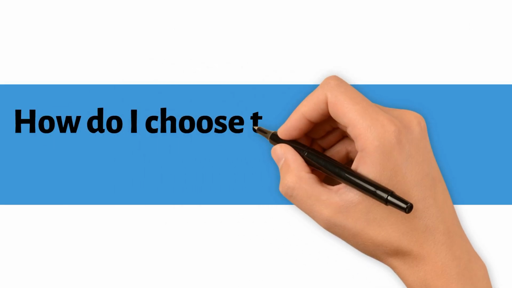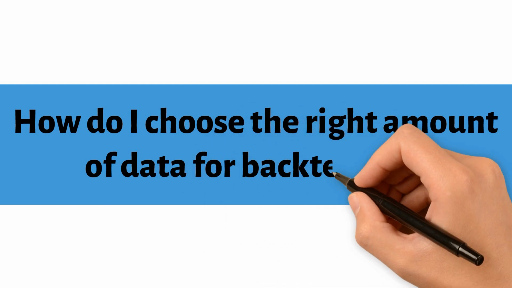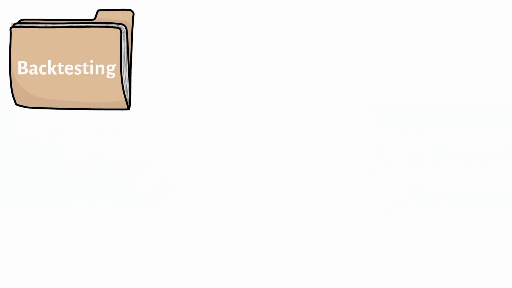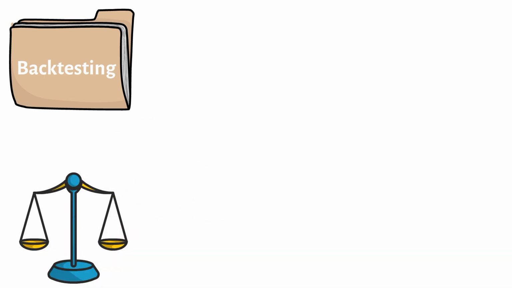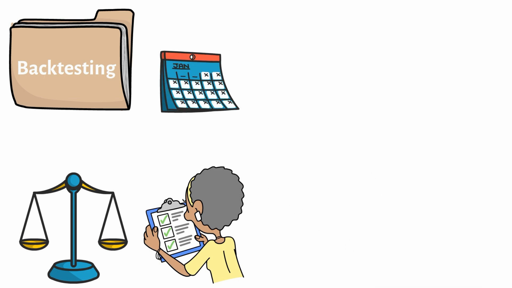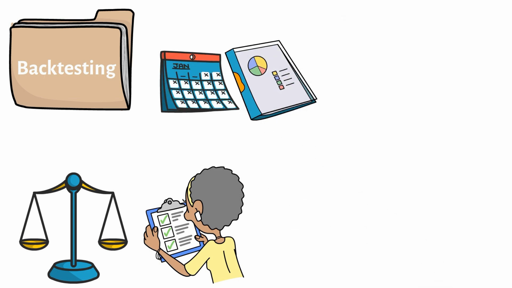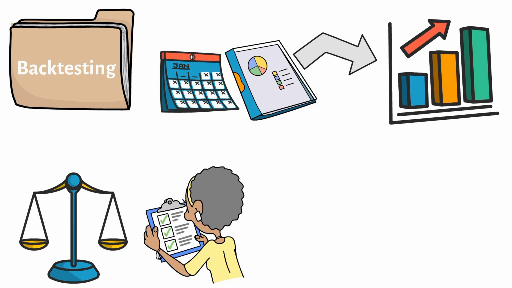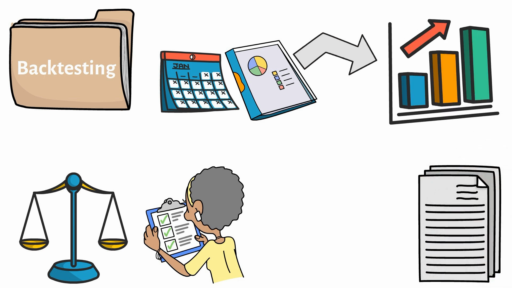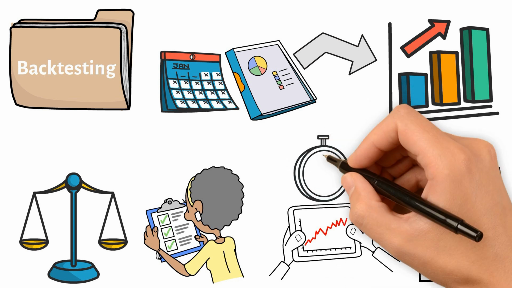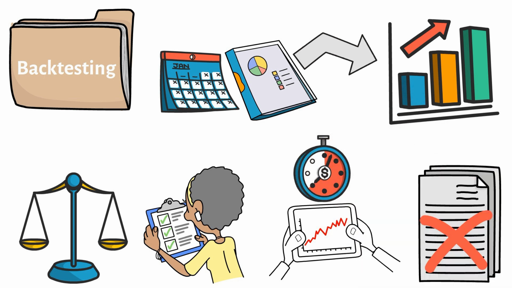How do I choose the right amount of data for backtesting? To choose the right amount of data for backtesting and trading, you must aim for a balance that covers various market conditions. This typically means using several years of data to include different economic cycles. You must make sure you have included both bear and bull markets. This is important because using too little data might not give you the complete picture. Additionally, always consider the specific assets and time frame of your trading strategy.